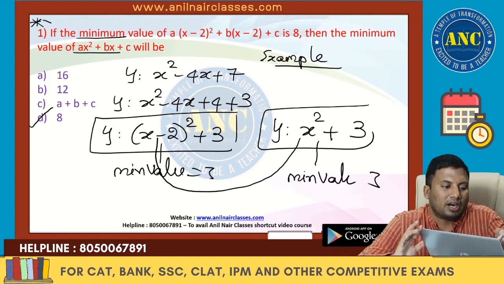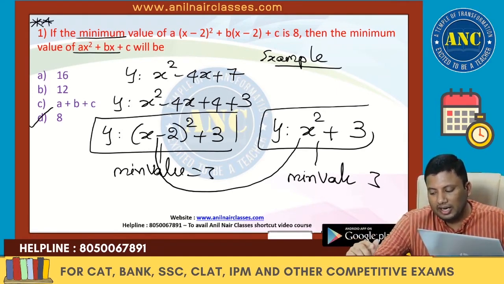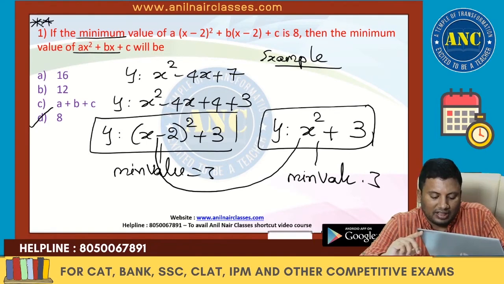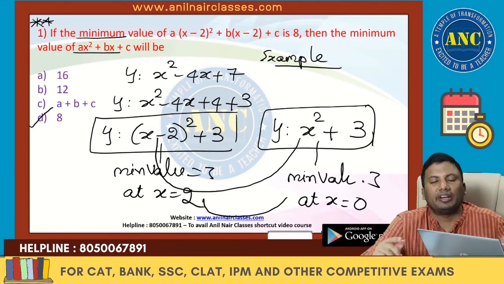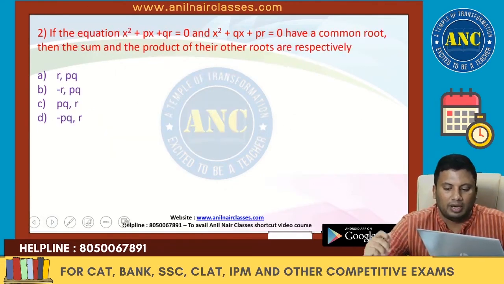Put a star mark on this question. People will think that it is a difficult question. It is an easy question if you understand it. The minimum value for this is 3 at x equivalent to 0. The minimum value is 3 at x equivalent to 2. It is just shifting of the graph by 2 units. Shifting does not alter the minimum value.